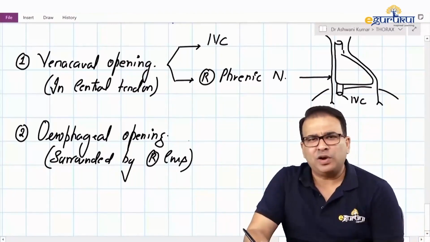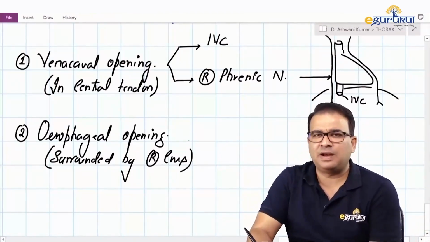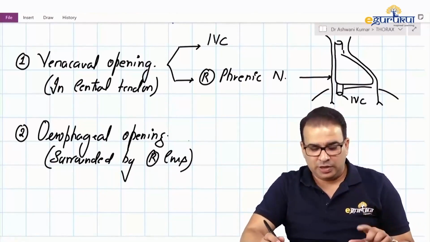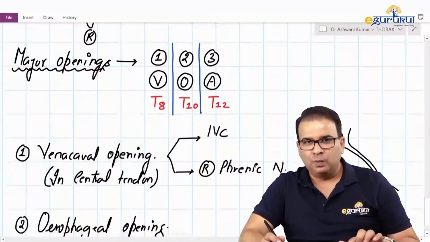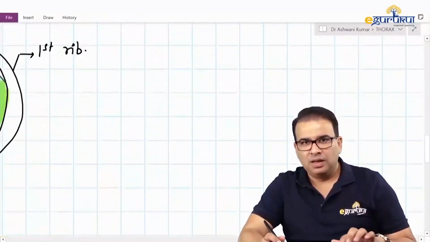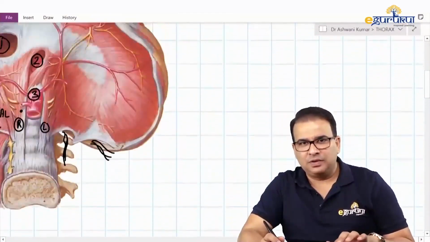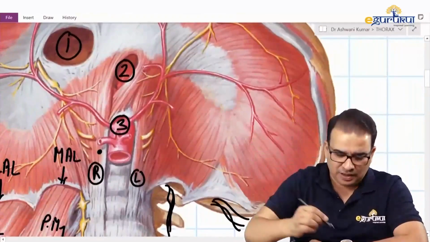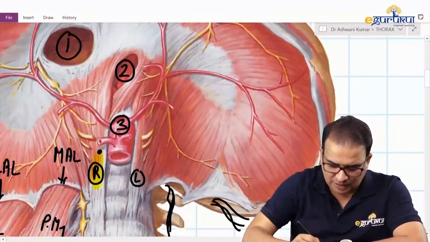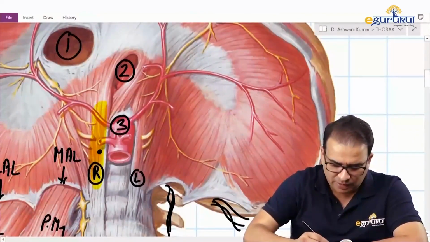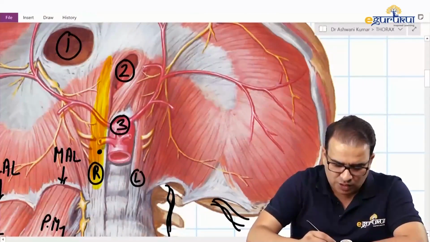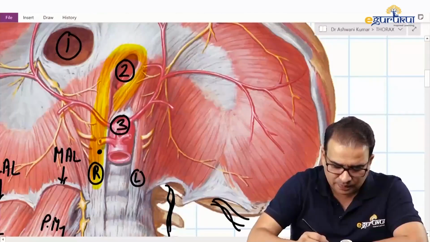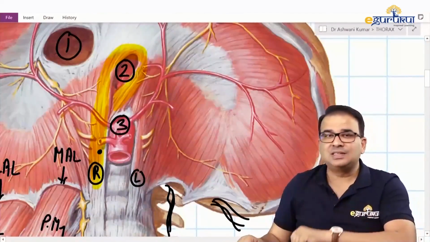Now you'll be like, surrounded by the right crus of the diaphragm? How is it surrounded by the right crus of the diaphragm? Well, maybe you did not see the picture carefully, which you will do now. Look at this, guys, look carefully. Look at this second major opening here. Here is the right crus of the diaphragm. If I trace this right crus upward, it is going somewhat in this manner. And that's why I'm saying it is surrounded by the right crus.